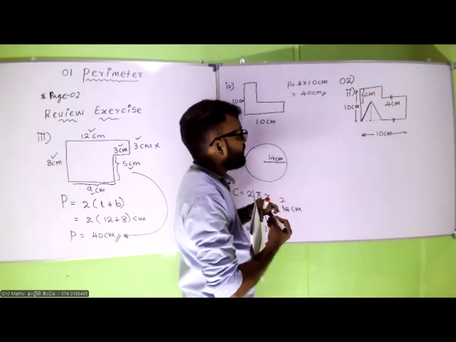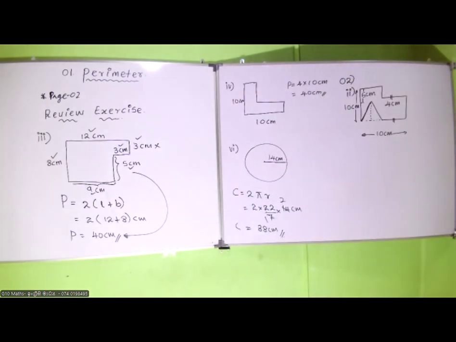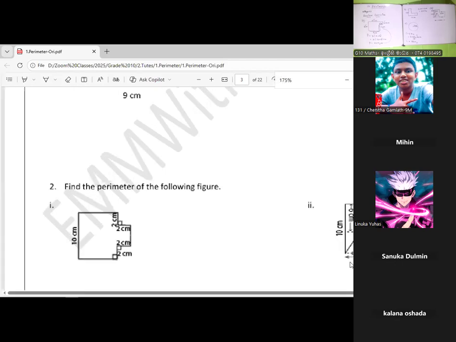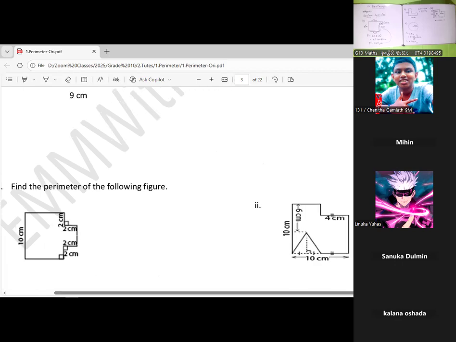I will share the screen so that you can see. So that is the figure that you have to find the perimeter of. And I want to see who finishes first. This is the question that I am asking you guys to do. This length equals this length, right? And this is a dash line. This length equals this length. And this length is 6 centimeters. This length is 10 centimeters. I will give you 3 minutes to complete. Find the perimeter of this figure.